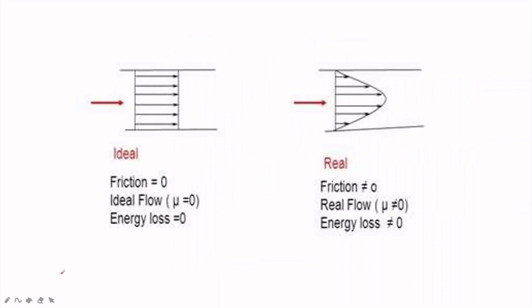Fine. Next, this is the same image. So for ideal fluid, friction is 0, viscosity is 0, energy loss is also 0. When it is a real fluid, friction is there, it is not equal to 0, it has some value. Energy loss is also there. There are students scoring good marks, there are students scoring less marks, and there are students in between them.